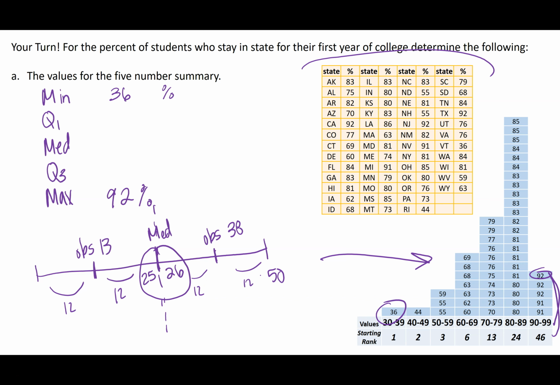So real quick, just to explain where I'm indicating that this should be observation 13, which is equal to, this should be observation 38, which is equal to, and this one is going to be the average of observation 25 and 26.